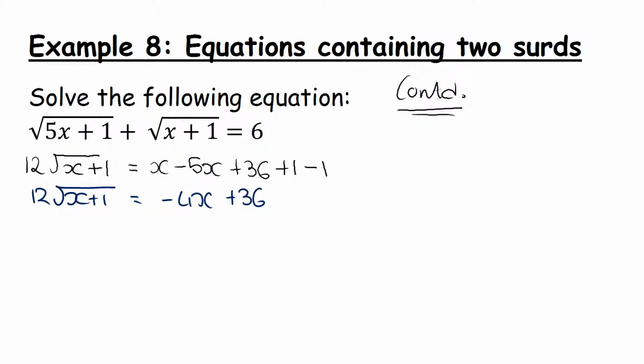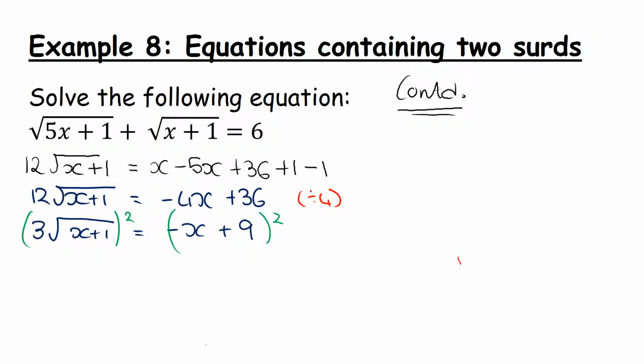So at this point you might be able to see that you can divide the whole way across by 4 to make our calculations easier. And if you don't see that, that's okay, you'll still get the same answer in the end if you don't divide across. So we end up with 3 root x plus 1 equals minus x plus 9. So now basically we're going to redo what we did at the start. We're going to square both sides of the equation now that I have that surd term all on its own. So I end up with 9, because we have to square the 3, and then just what's underneath this square root.